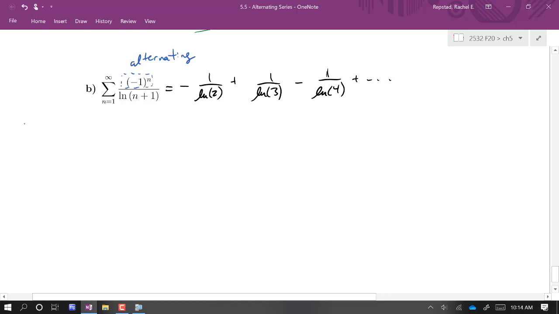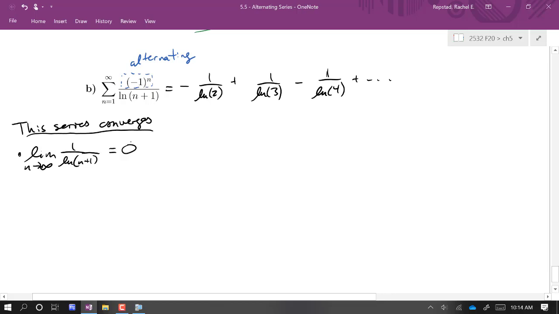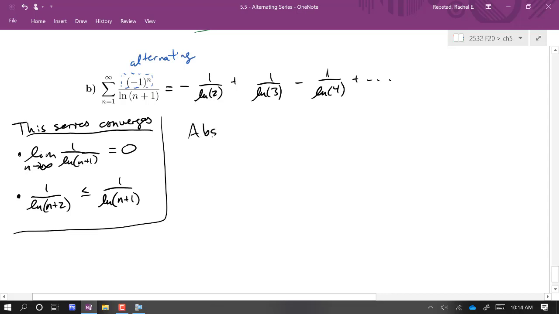We should note this series converges. It's alternating, so we can use the alternating series test. It's not too hard to show. The limit as n approaches infinity of 1 over ln of n plus 1 is equal to 0, because the ln function continues to increase without bound. Also, it is decreasing: 1 over ln of n plus 2 is less than or equal to 1 over ln of n plus 1. So it does converge. The question is, is it absolute or conditional?